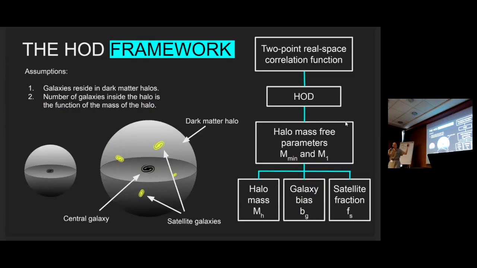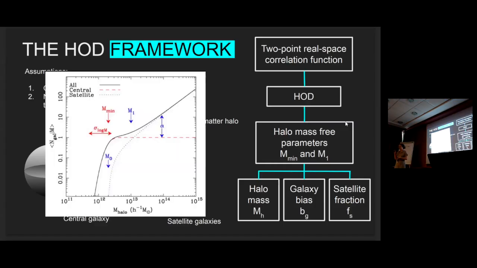So for those who are unfamiliar with HOD, this is just a summary with a schematic. Basically, it depends on two basic assumptions. Galaxies are residing within the dark matter halos, and the number of galaxies within these halos is related to the mass of the halo. Simple as this. There is a number of parameters describing this halo model. In the classical form, the number of parameters varies from 3 to 5.